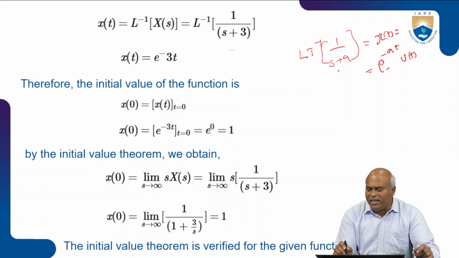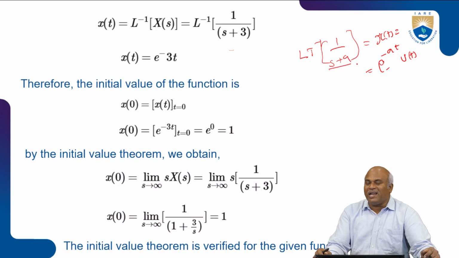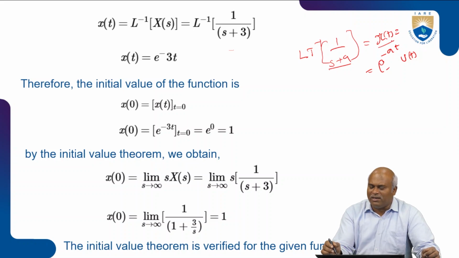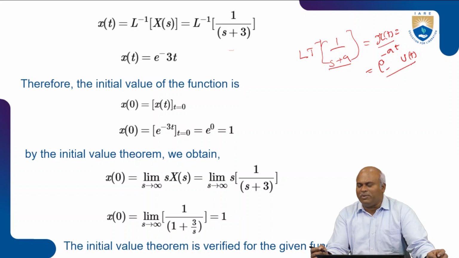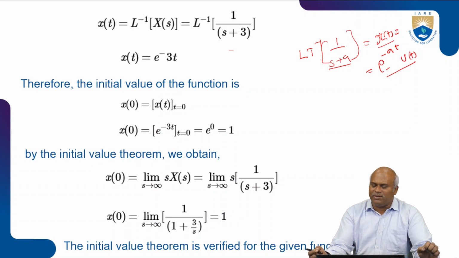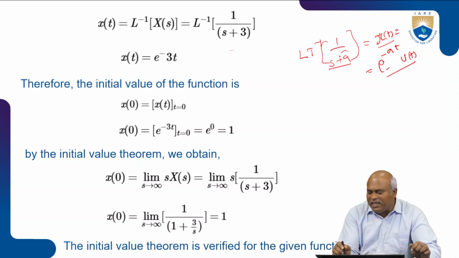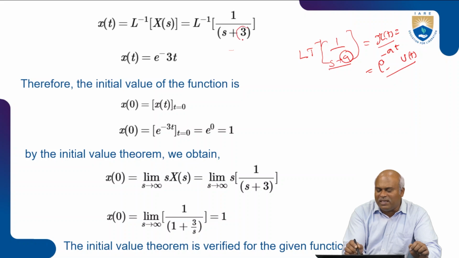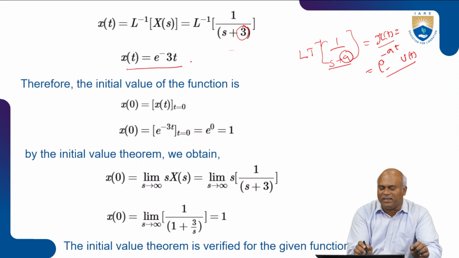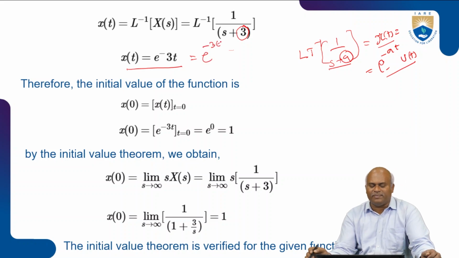Now, using this formula, the inverse Laplace transform of 1 by s plus a is equal to x of t, and we got x of t equal to e power minus at u of t. Instead of a, here we have 3. That's why x of t is equal to e power minus 3t. This is e power minus 3t that we write.